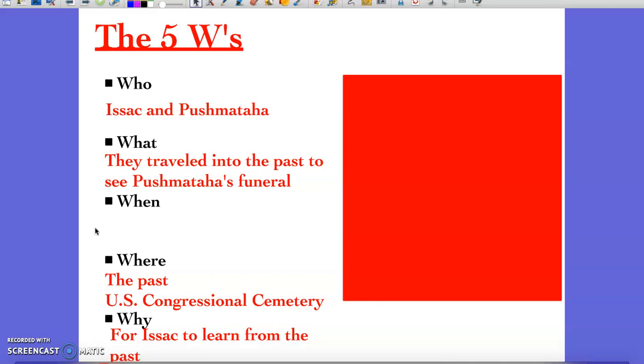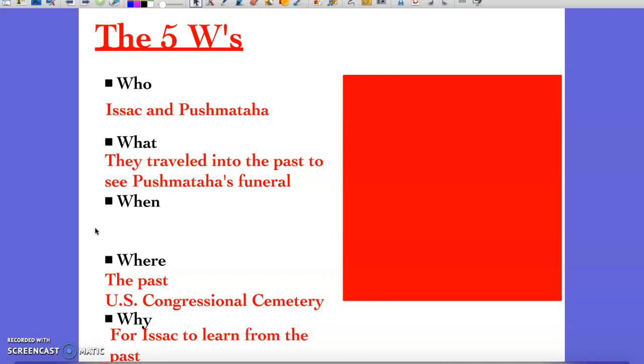So again, the 5 W's: who, what, when, where, and why. So the who are we talking about? We're talking about Isaac and Pushmataha. What happened? What went on? What did they want? In this case, they traveled into the past to see Pushmataha's funeral. When, so when did it happen? When did it occur? We don't know. We were not given that information in the text or in this chapter. And then the where. So where did it happen? Where were they? They were in the past. It was at the U.S. Congressional Cemetery. And why? So why were they there? Why did they go through all of this? It is for Isaac to learn from the past.